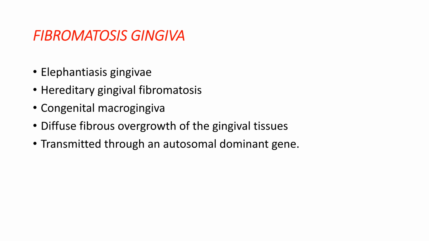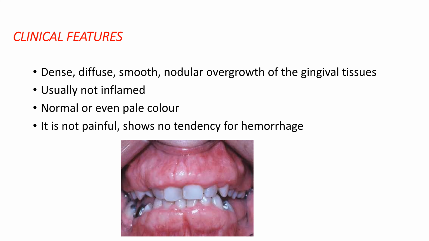First one is fibromatosis gingiva. This is otherwise known as elephantiasis gingiva, hereditary gingival fibromatosis and congenital macrogingiva. These are other names for fibromatosis gingiva. It is a diffuse fibrous overgrowth of the gingival tissues and it is transmitted through an autosomal dominant gene.